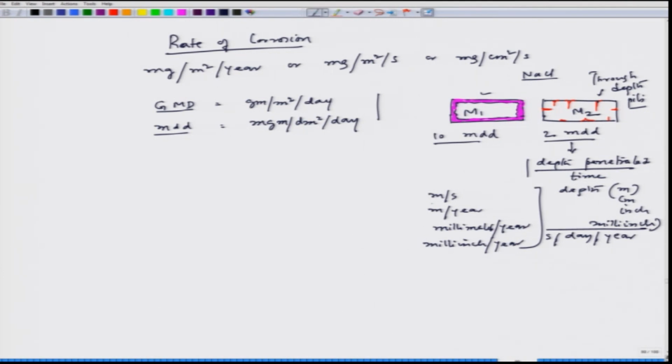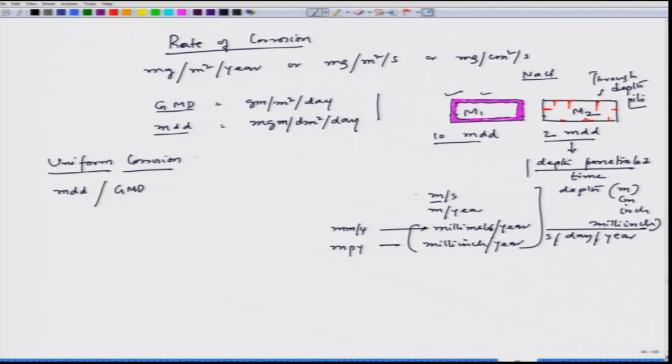and this dimension is nothing but the depth up to which the solution has progressed into the material. And here two units are popular, one is millimeter per year, another one is milli inch per year, which we call MPY. So, when it is uniform corrosion, we can express the corrosion rate in the form of MDD or GMT, like the situation we have seen here.